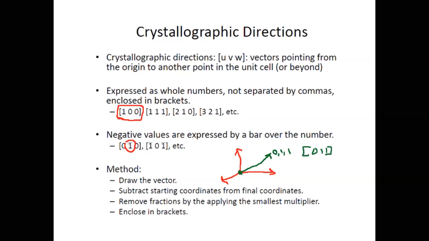Now, if you have a fraction, we're going to have to multiply by the smallest multiplier to get rid of the fraction, because you cannot have fractions in directions or in planes. They have to be integer-based numbers.